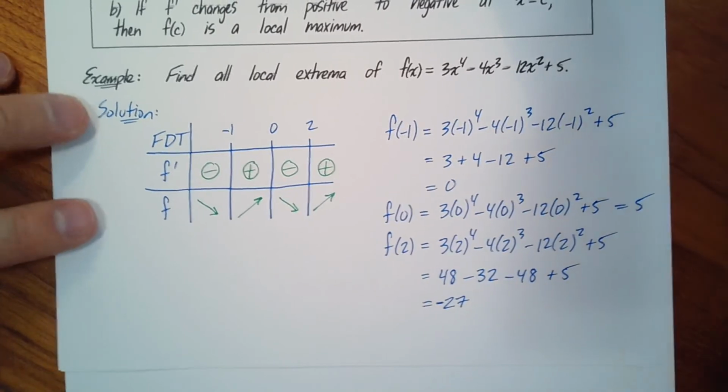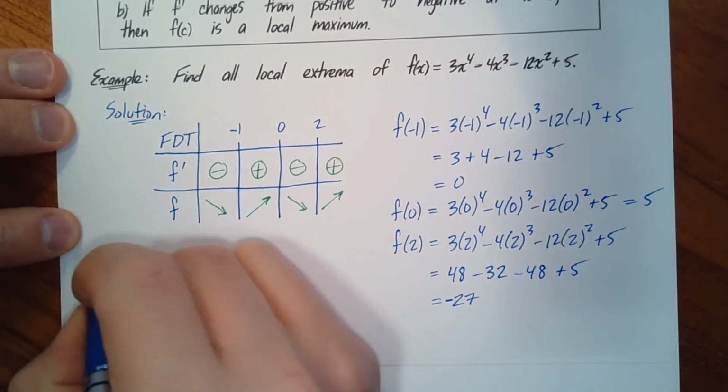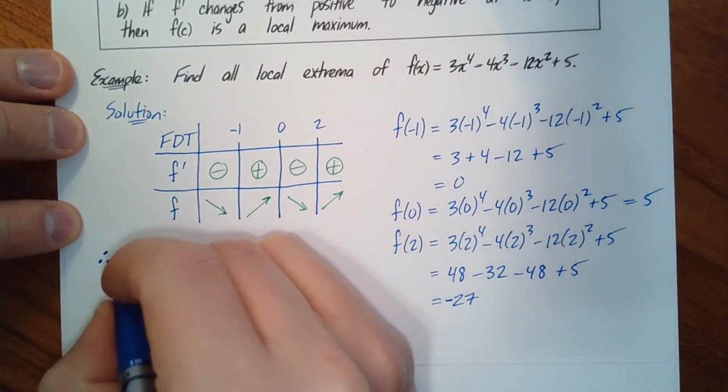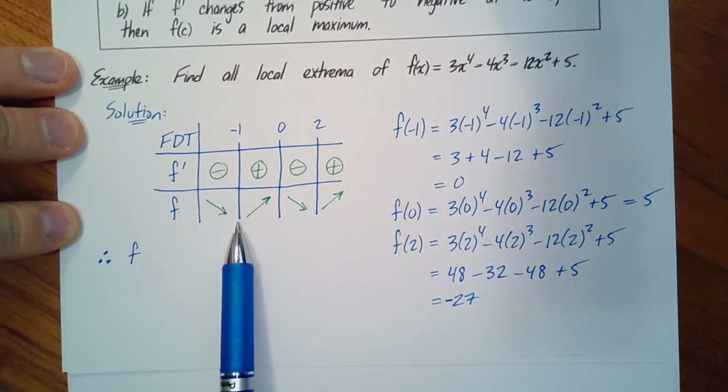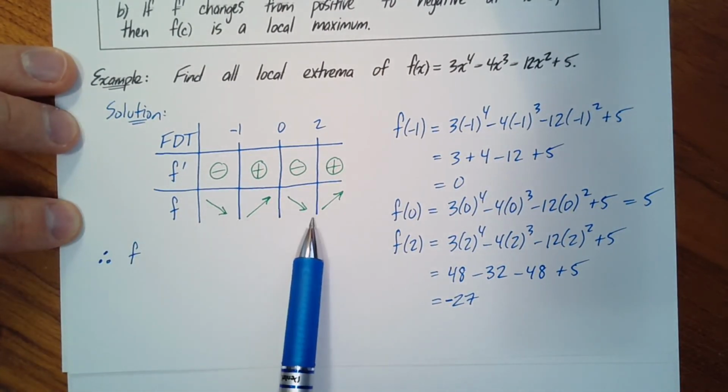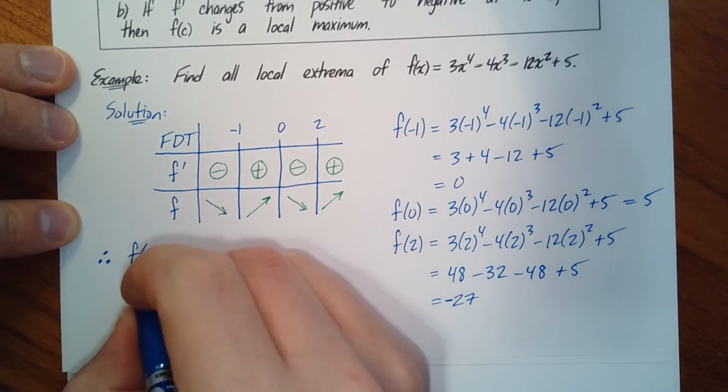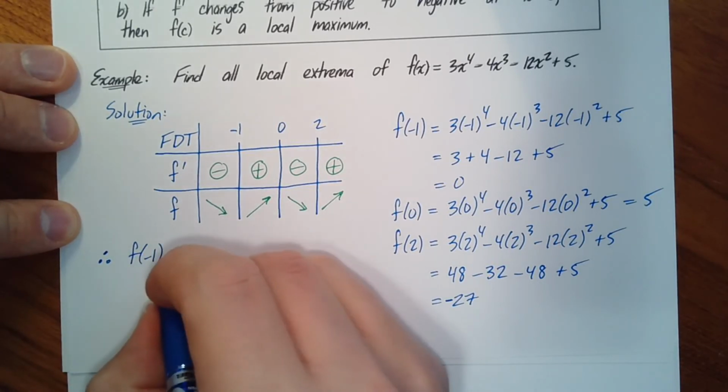So let's finish it off. So let's put our conclusion down here. Therefore, let's state the local minimums first here. f of -1 and f of 2 are both local minimums. So we'll say f of -1, which was equal to 0, by the way.